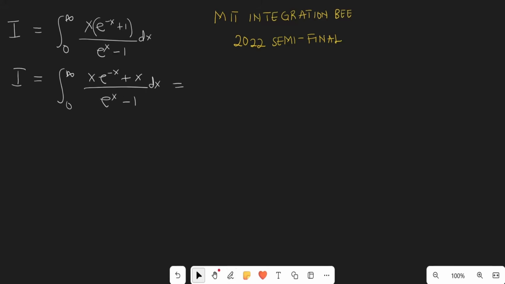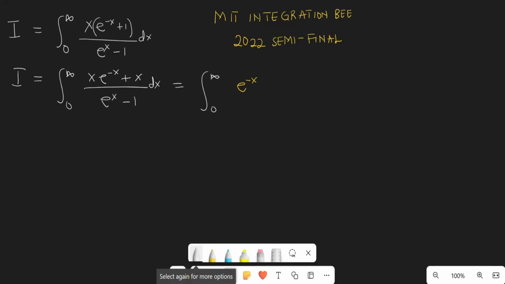What I'm going to do next is multiply top and bottom by e^(-x). So the top I'm going to multiply by e^(-x), and I'll have x e^(-x) + x, and then dx. This is divided by the bottom by e^x as well, to maintain equality, and this is multiplied by e^x minus 1.